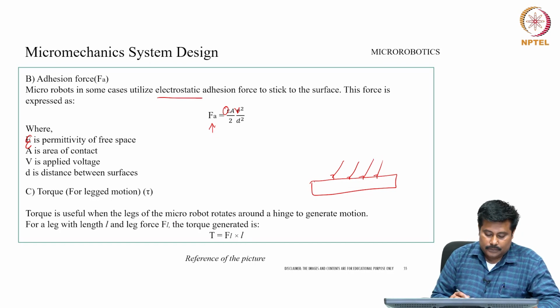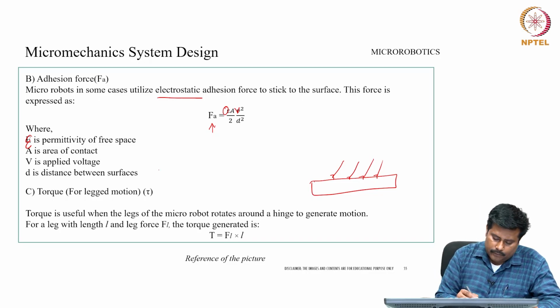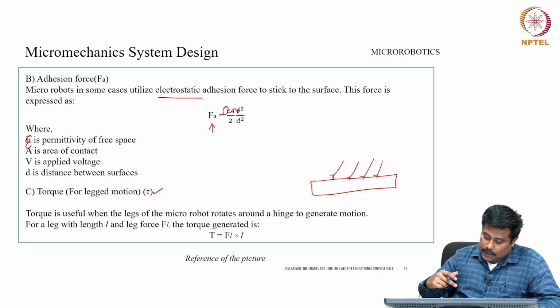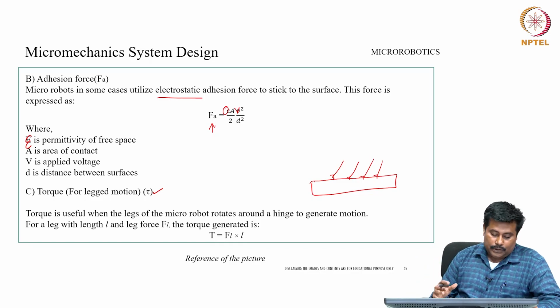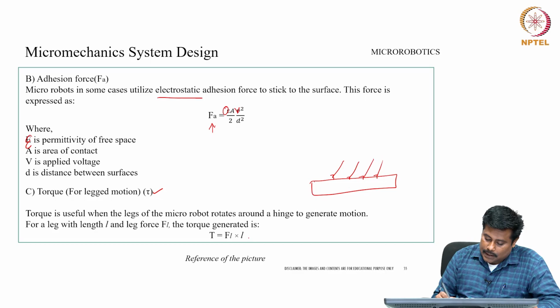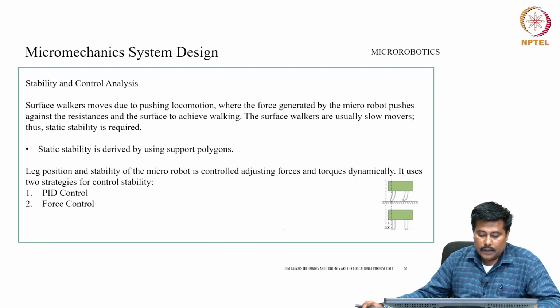So, this is how in most cases these adhesions are taken care of by electrostatic adhesion forces. Now, let us consider the torque for legged motion, which is represented as tau. The torque is useful when the leg of the micro robot rotates around a hinge to generate motion. For a leg with length L and leg force Fl, the torque generated is T equals Fl into L, which is the representation over here.